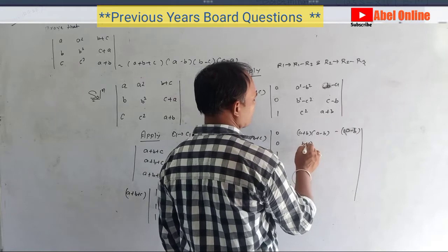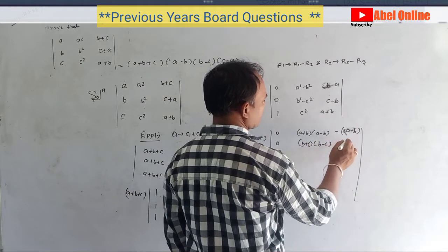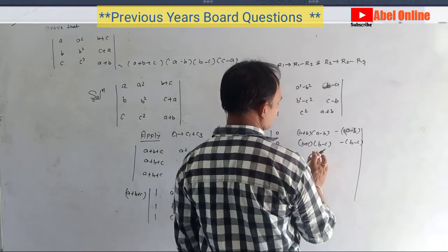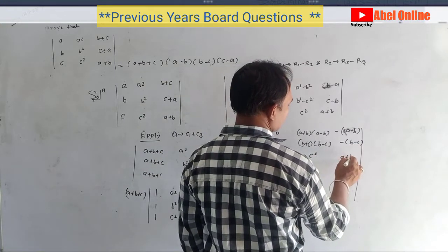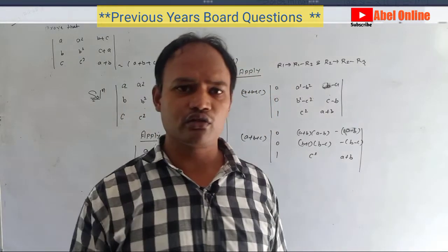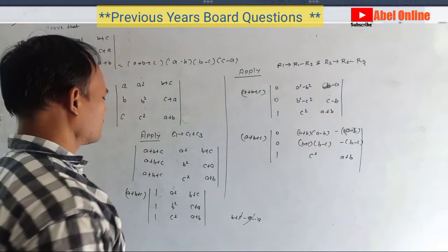It is a B plus C, and B minus C. It is a minus B minus C. Here it is 1. It is a C square, and it is A plus B. That is the same. Okay students, we have completed a lot of this question, the maximum part of this question.